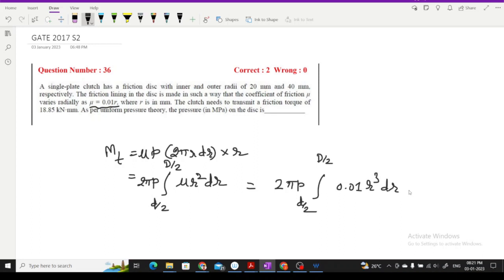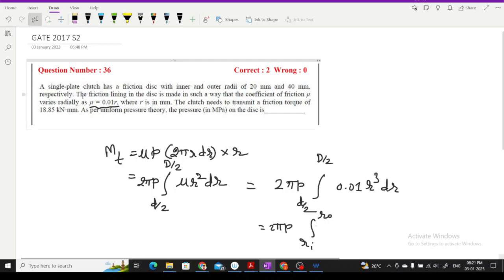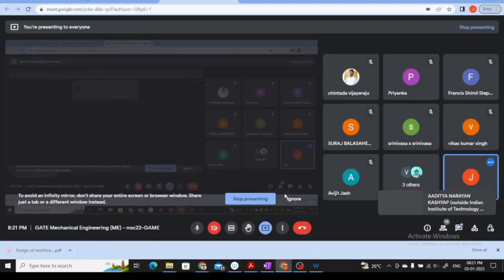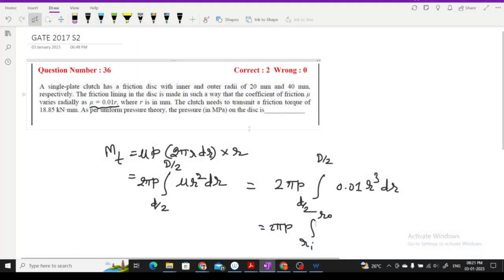Yes or no? Yes, sir. So this is how we will get this to P. We can write R_I and R_O also, based on small d by 2 and capital D by 2, because in your problem statement, what is given is the radius only, right? Inner and outer radius.